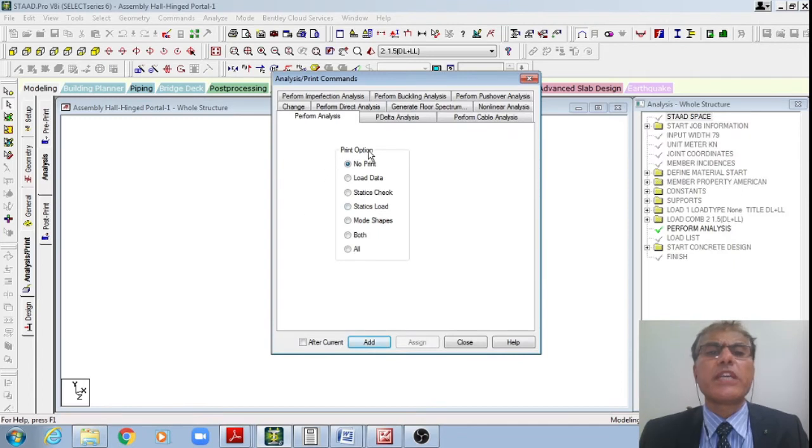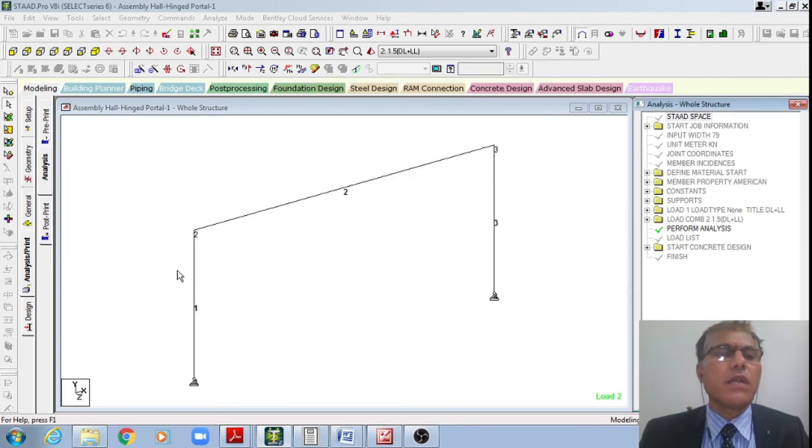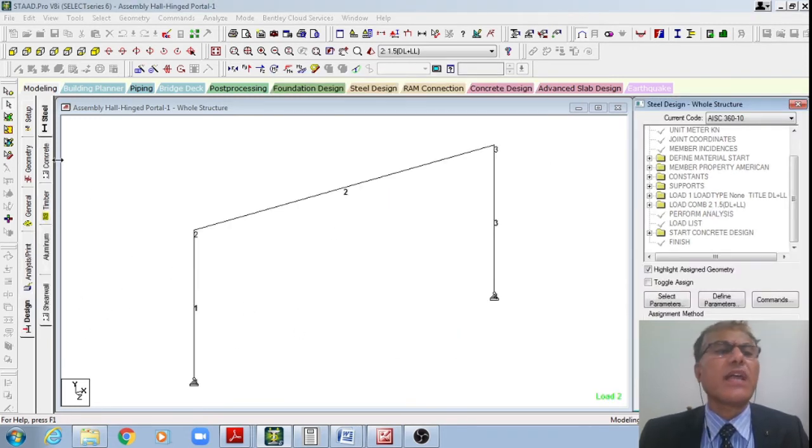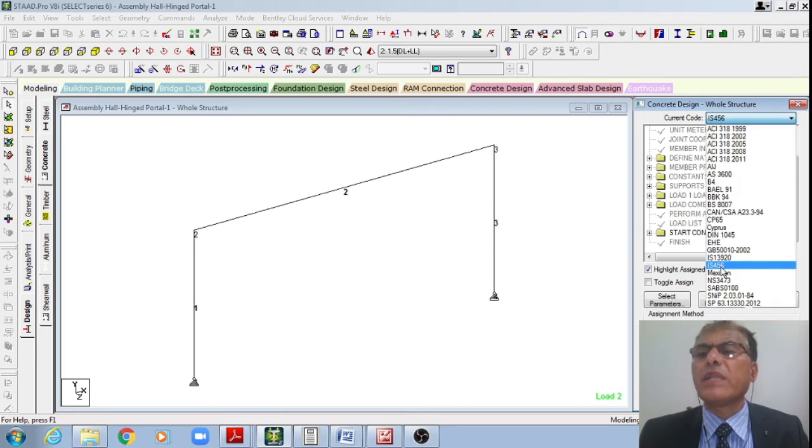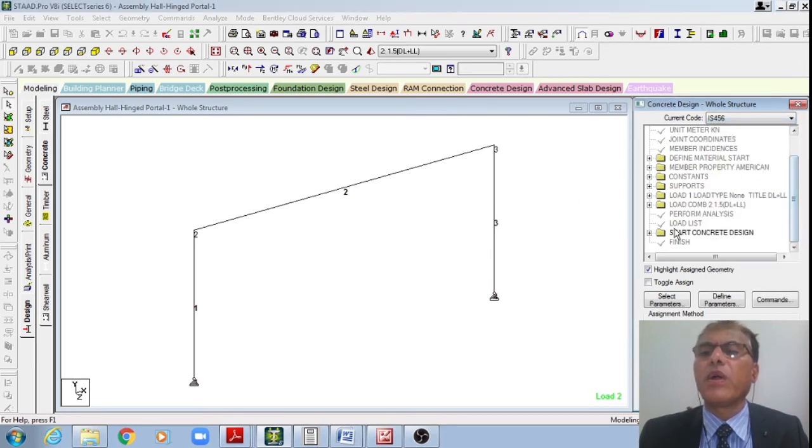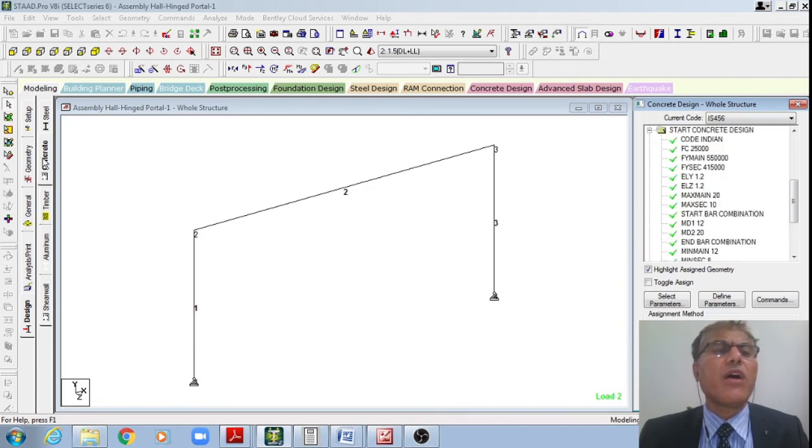Once I do that, now I'll go to the next page, the analysis. Other analyses are also there, like PDelta analysis and nonlinear analysis, but in this class I'll perform only the normal analysis. Once I do that, I'll also initiate the design. I'll go to the next page, the designs, and the concrete design. I have the IS 456 code in this concrete toolbar. I'm assigning fck 25 newton per mm square, fy equal to 550, and for the secondary steel 415.